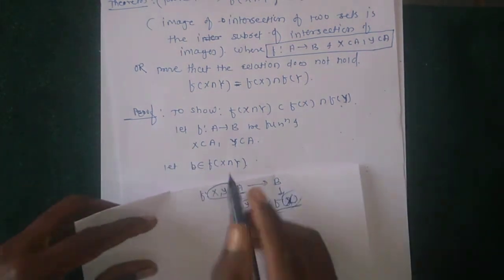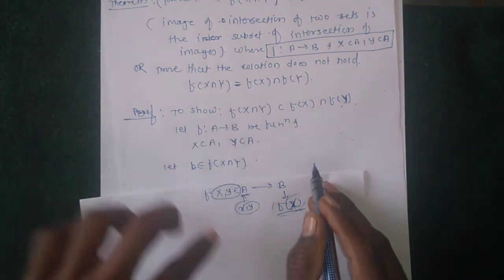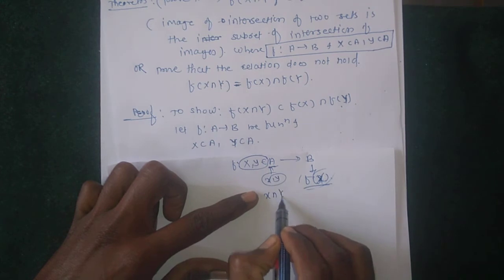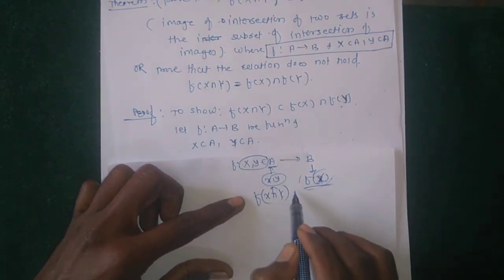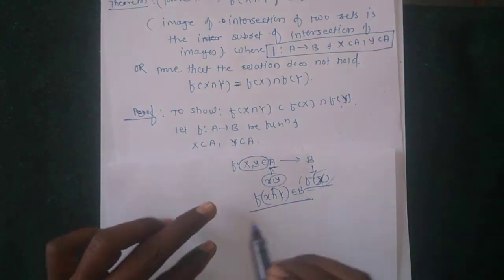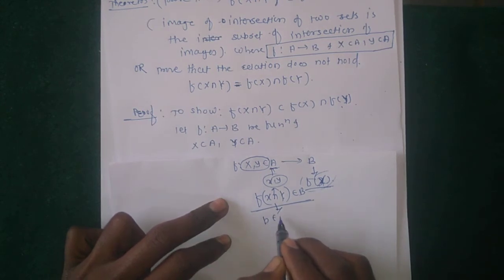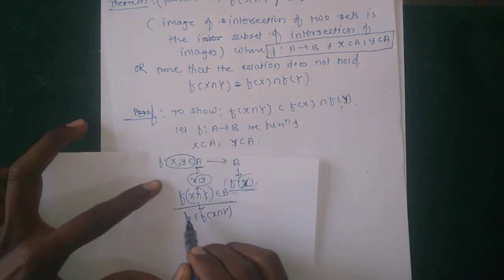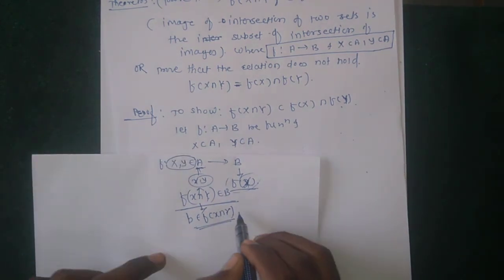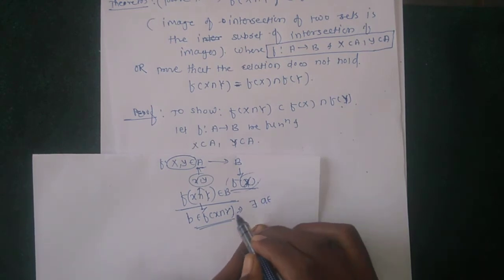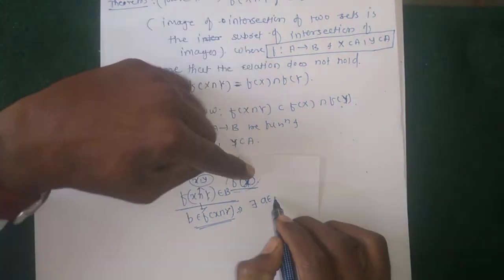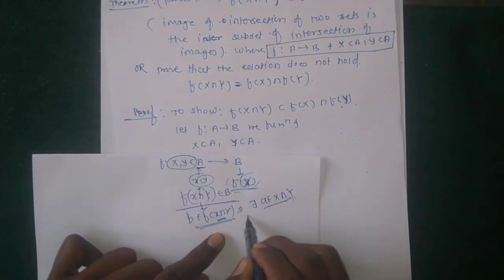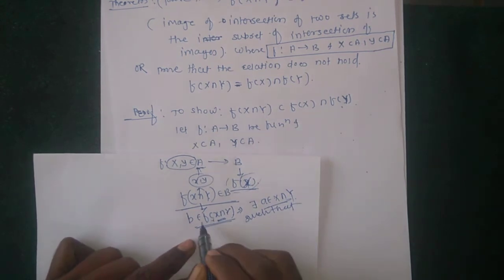So using this, f of X intersection Y means the image set of X intersection Y. Here X is a subset of A, Y is a subset of A, then X intersection Y is also a subset of A, but their image belongs to B. So choosing one element from this set, suppose b belongs to f of X intersection Y, which implies that there exists at least one element a belonging to X intersection Y such that its image equals b.